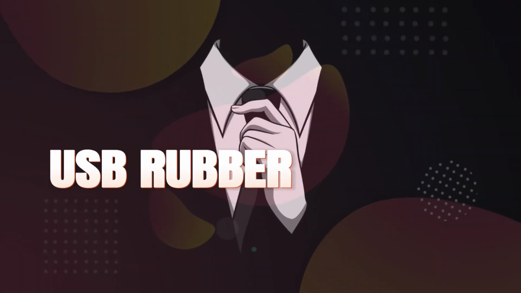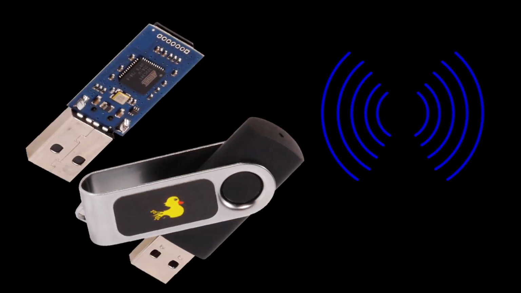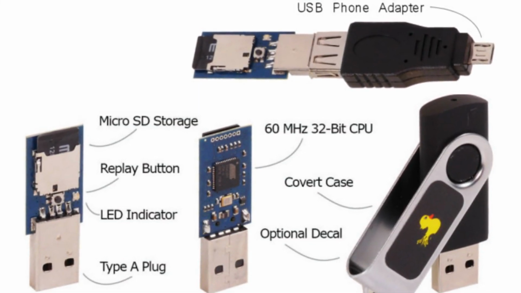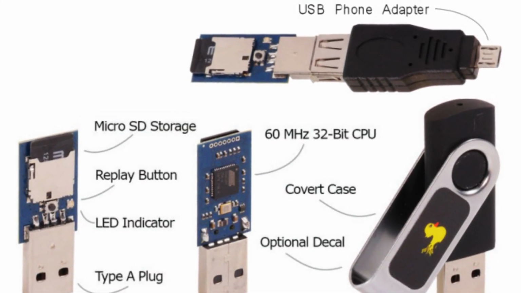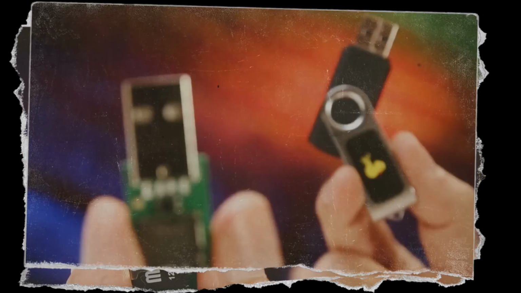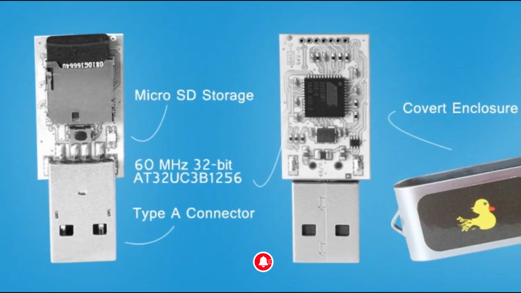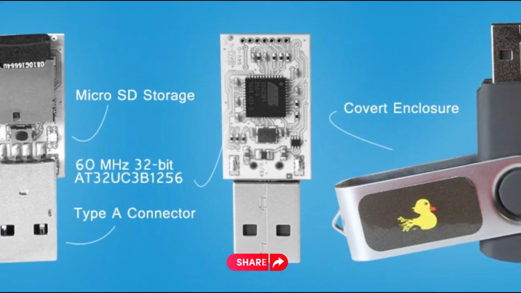Top 7, USB Rubber Duckies. USB Rubber Duckies are commonly used as part of penetration testing in social engineering attacks to steal confidential data or install software on a computer. They can also be used to access computer systems that do not have direct access. The USB Rubber Ducky serves as a powerful tool in the field of penetration testing and ethical hacking.